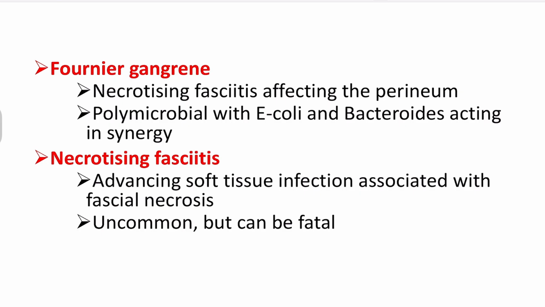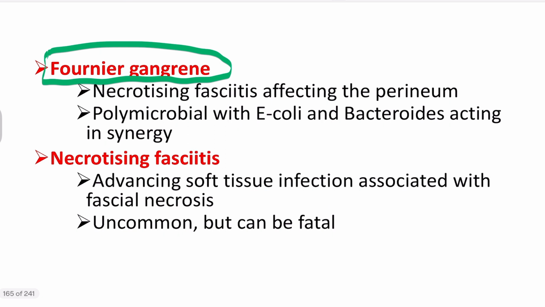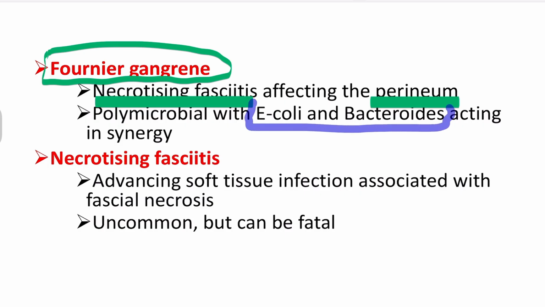Now see some important conditions. First of all, this is Fournier's gangrene. So what is Fournier's gangrene? Fournier's gangrene is a necrotizing fasciitis affecting the perineum, and it is usually polymicrobial. That means different types of organisms are involved, and here the most common organism is E. coli and bacteroides. So E. coli and bacteroides are the most common pathogenic organisms. They cause Fournier's gangrene. Fournier's gangrene means gangrene around the scrotum and also the perineum.